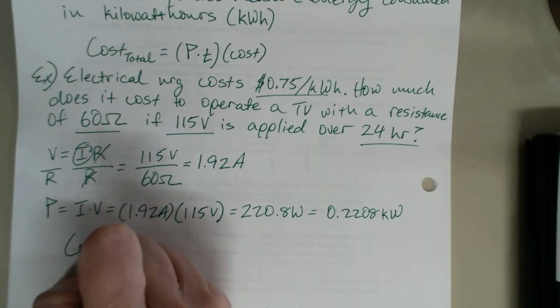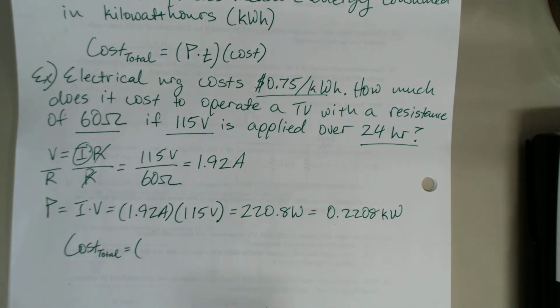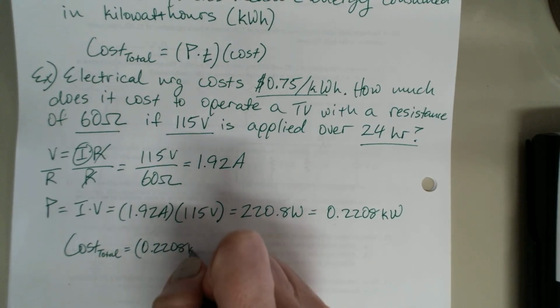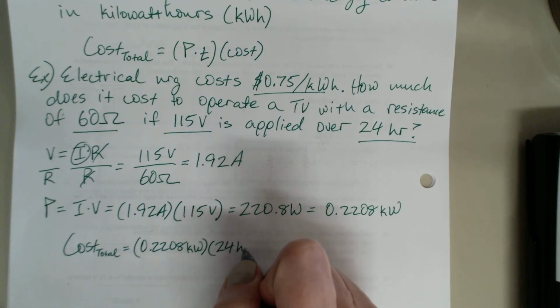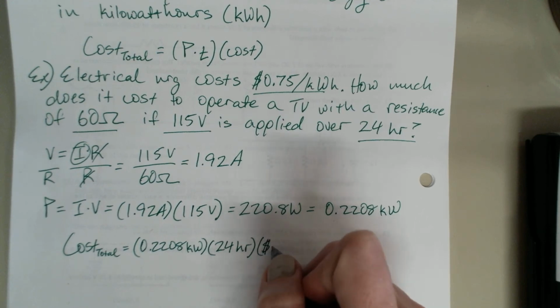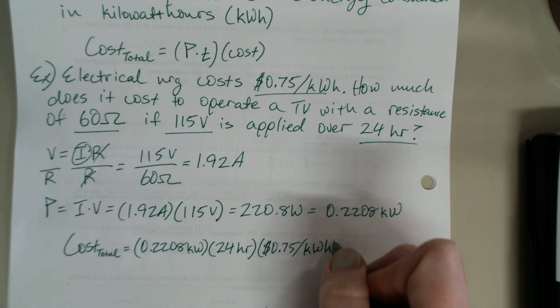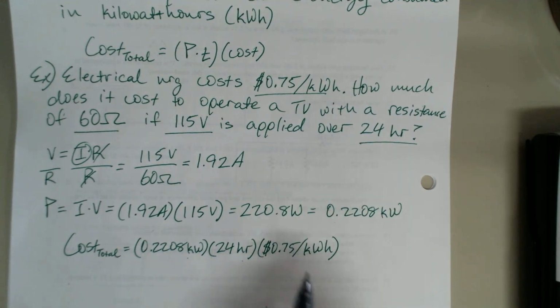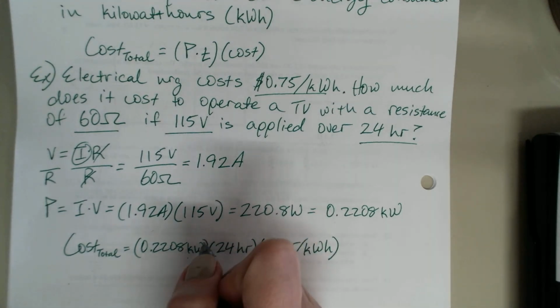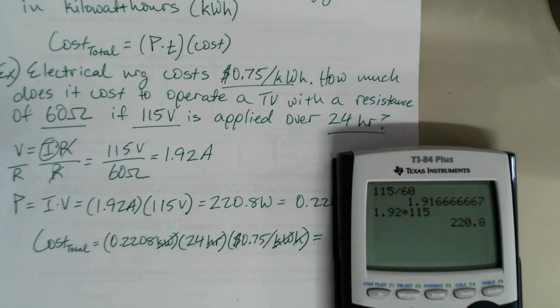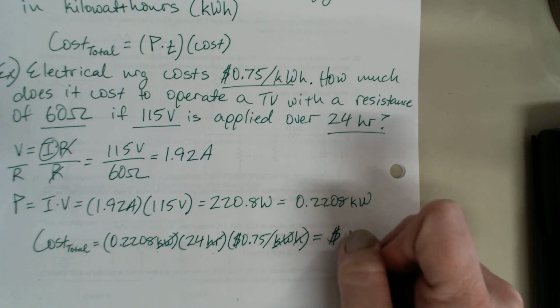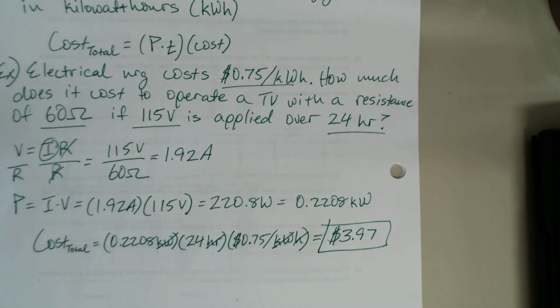And then I need to plug it into my cost equation. So now my total cost equals power in kilowatts, 0.2208 kilowatts, times time, and time has to be in hours. Thankfully it is, so 24 hours, times our rate of consumption here, which is $0.75 per kilowatt hour. Why does it have to be kilowatts and hours? Because it has to cancel with that. You don't have to, but it's kind of nice. That way you keep up with what's where. So kilowatts cancel, hours cancel, and you're left with dollars. And so it's $3.97. So it costs almost $4 to run your TV for 24 hours.